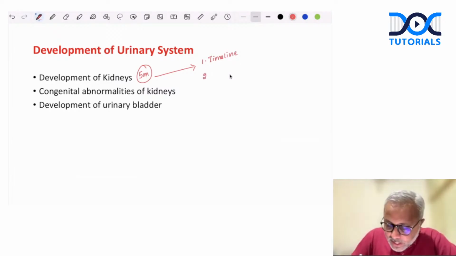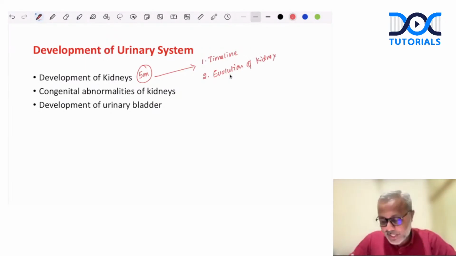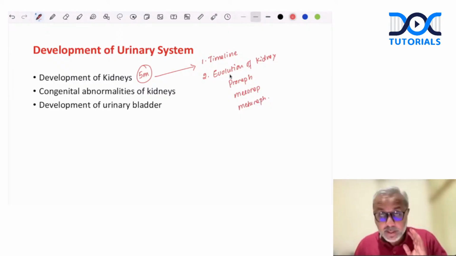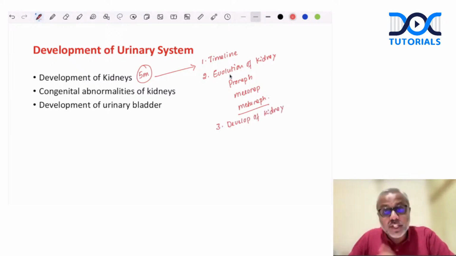Then a slight description of the evolution of the kidney. As we know, the kidney develops in 3 stages. What are they? Pronephros, then we have mesonephros, and then we have metanephros. So this needs to be mentioned. But remember, when we describe the development of the metanephros, that is when we actually talk about the development of the kidneys.